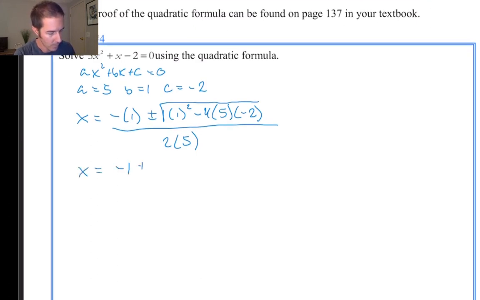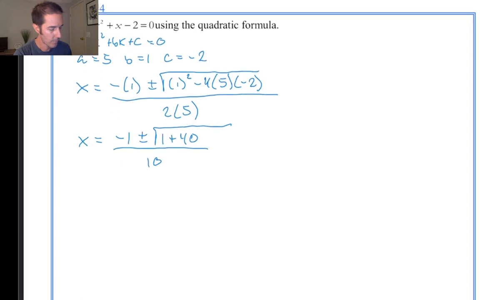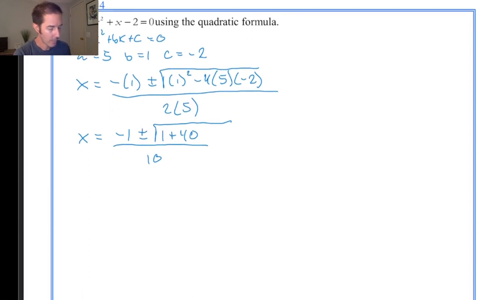x equals -1 plus or minus the square root of 1 plus 4 times 5 is 20, times 2 is 40, all divided by 10. This is not going to be a nice answer. It would have been nice if this was like 49, so we could have taken the square root of it, but that's not always going to happen, unfortunately. So we end up with -1 plus or minus the square root of 41 all over 10.